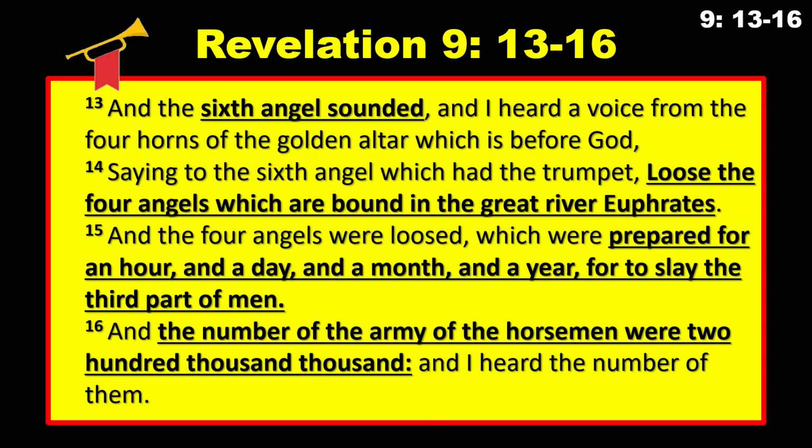Chapter 9, verses 13 to 16, quote, "And the 6th angel sounded, and I heard a voice from the 4 horns of the golden altar which is before God, saying to the 6th angel which had the trumpet, Loose the 4 angels which are bound in the great river Euphrates. And the 4 angels were loosed, which were prepared for an hour and a day and a month and a year, for to slay the 3rd part of men. And the number of the army of the horsemen were 200,000, and I heard the number of them." End quote.